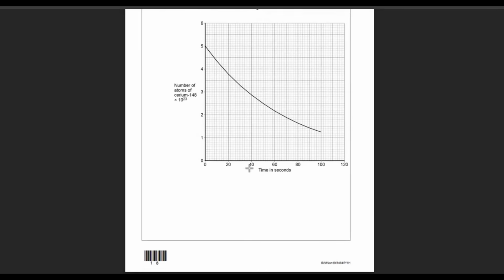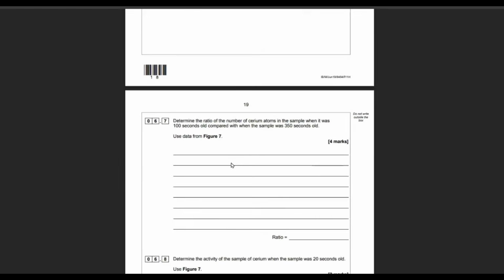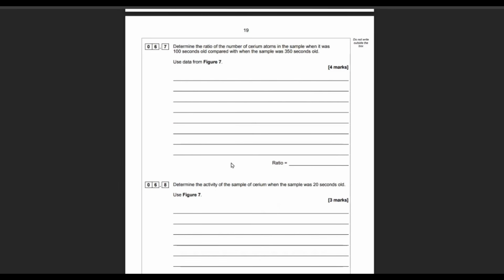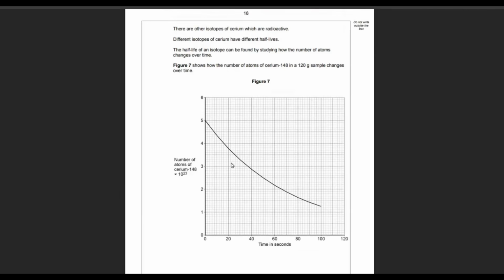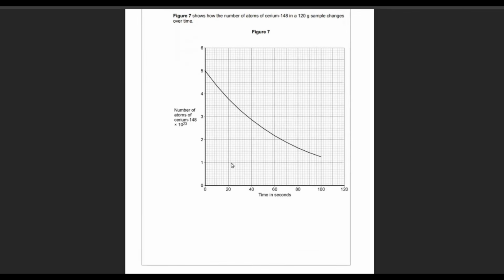So what you're looking at here, guys, let me go back down and see what they're saying. Determine the ratio of the number of cerium atoms in the sample when it was 100 seconds old compared with when the sample was 350. Okay. So when it's 100 seconds old, we can find the number. And there you go. That's how many atoms are in there.